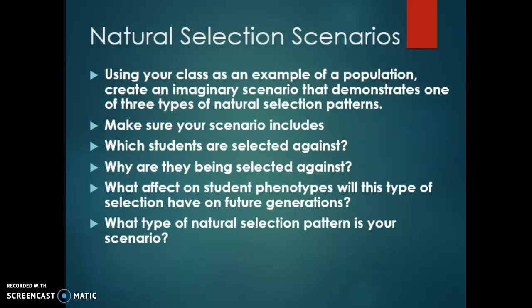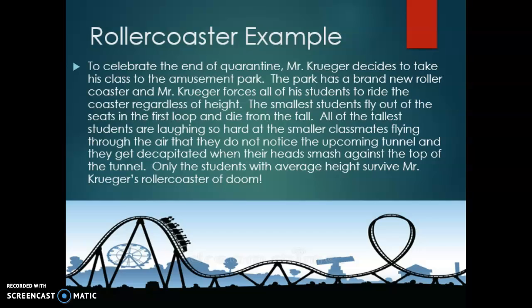In my imaginary scenario, it says, to celebrate the end of quarantine, Mr. Kruger decides to take his class to an amusement park. The park has a brand new roller coaster, and Mr. Kruger forces all of his students to ride the roller coaster regardless of height. On roller coasters, there's always the signs that you have to be between this height and this height to go on the ride. We're like, nah, I'm not doing that. Everybody rides on it, right?